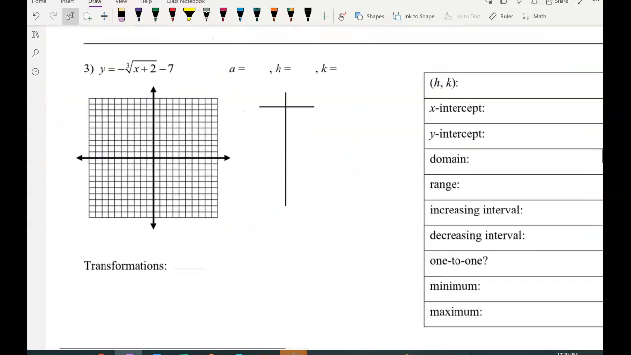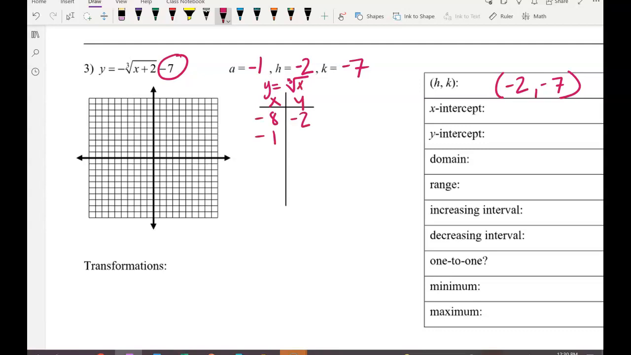Example 3 has a -1 in the front, so that's going to be your a. So a is -1. We have an inside value of +2, but we have to take its opposite, so h is -2. Then we have a -7 on the outside, so that's reserved for your k. All right, so immediately your inflection point is going to be -2, -7. Technically, guys, we can do the parent again, so we don't have to look above. Let's do it really quickly: -8, -2; -1, -1; 0, 0; 1, 1; and 8, 2.